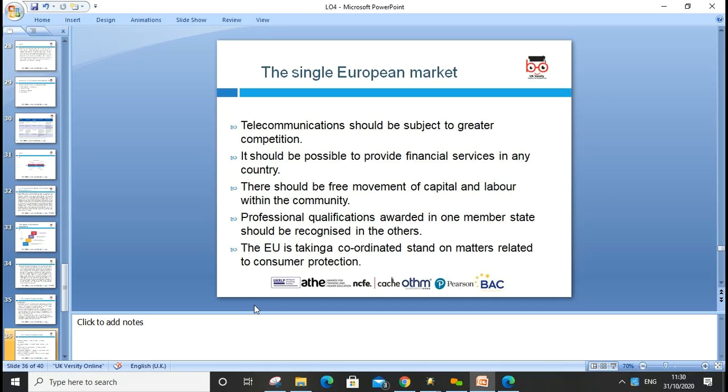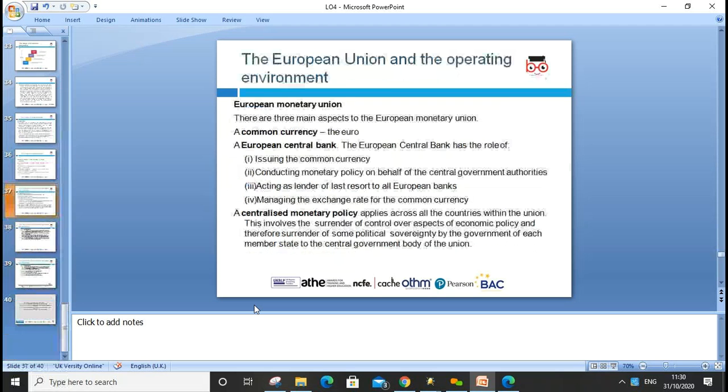Okay, in the single European Union, telecommunications should be subject to greater competition. It should be easier to provide financial services in any country. There should be free movement of capital and labor within the community. A professional qualification awarded in one member state should be recognized in others, like a driving license, because the standards have been developed and the policies set up to protect the interests of all the union members.